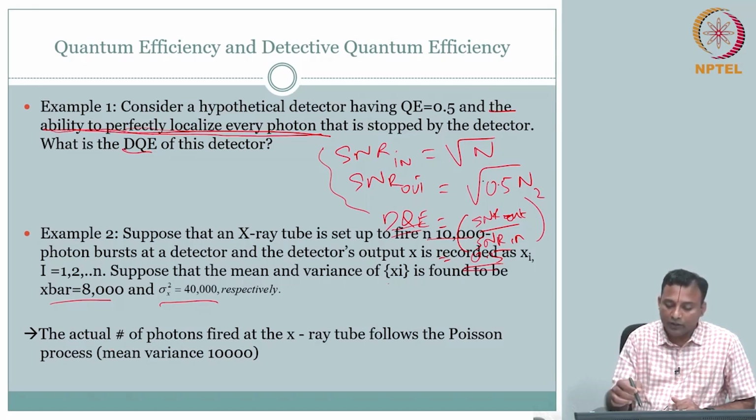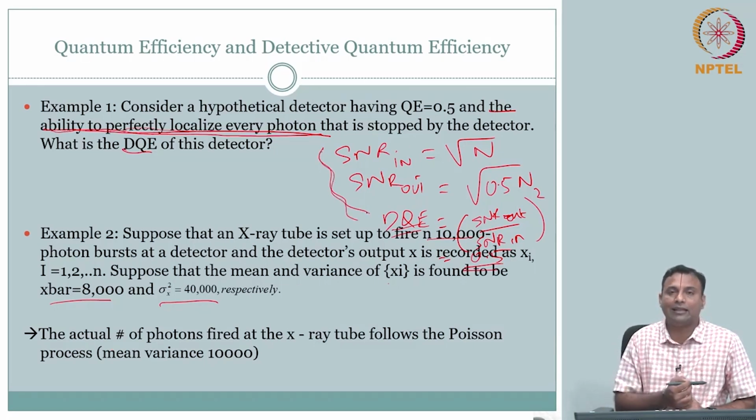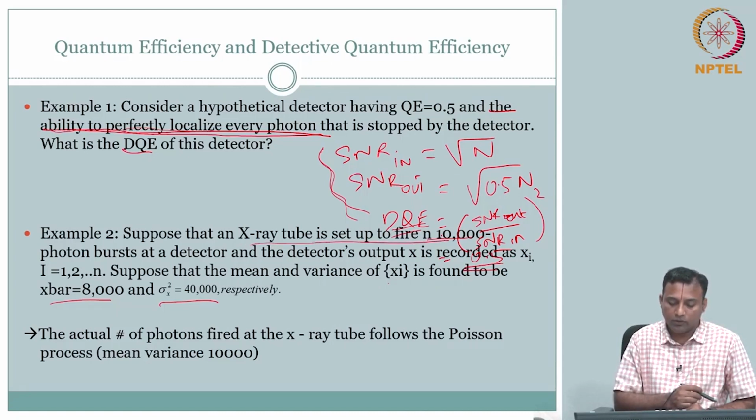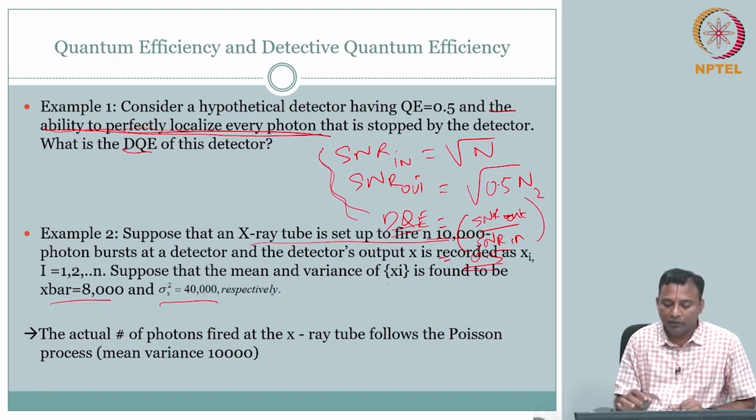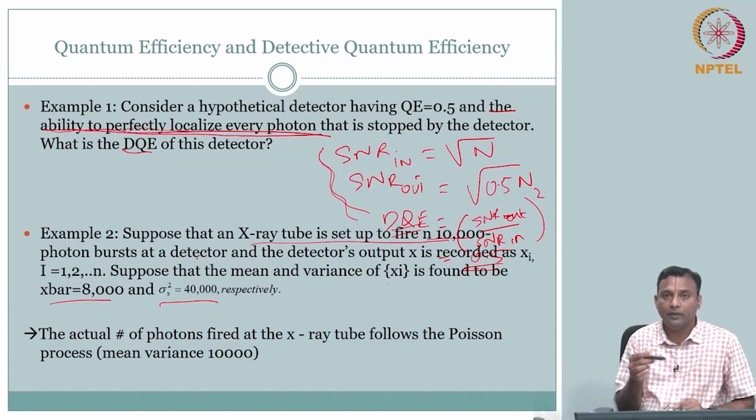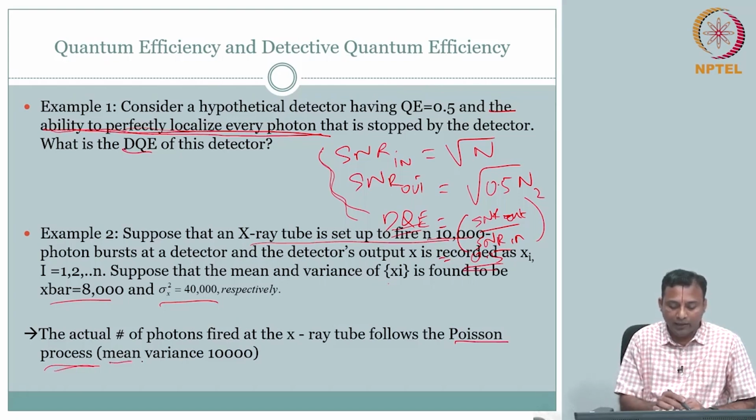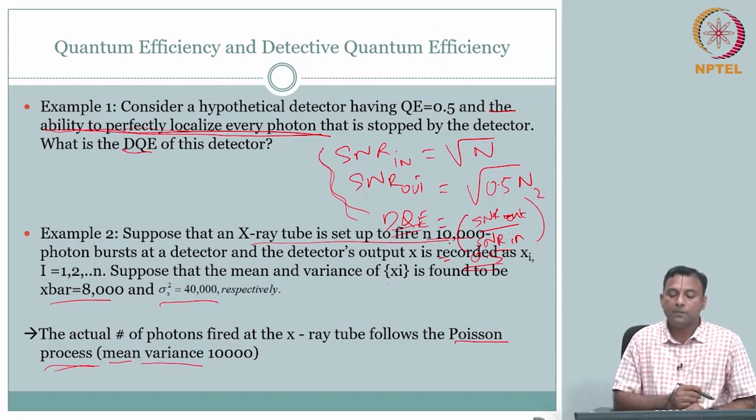DQE we saw here also. You need SNR in, SNR out. So what is my input? My input is 10,000. The input side is relatively easy. Why? Because it is given that 10,000 photon bursts are on the input side. We know the actual number of photons fired by the X-ray tube follows a Poisson process. So the moment we recall this, we can quickly say mean and variance are both equal to 10,000.